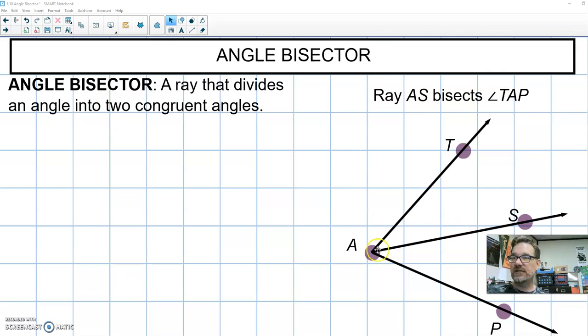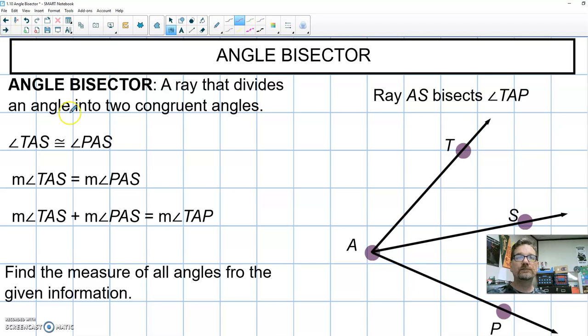So an angle bisector is a ray, this ray, AS, right here, starting at A going through S, bisects angle TAP. The whole angle right here. What that means is this ray divides my angle into two congruent angles. So to show these angles are congruent, I am going to mark those with arcs. So I know these two angles are the same. That's what congruent means. Congruent means things are the same. It marks the angle bisector cuts this big angle into two congruent parts.